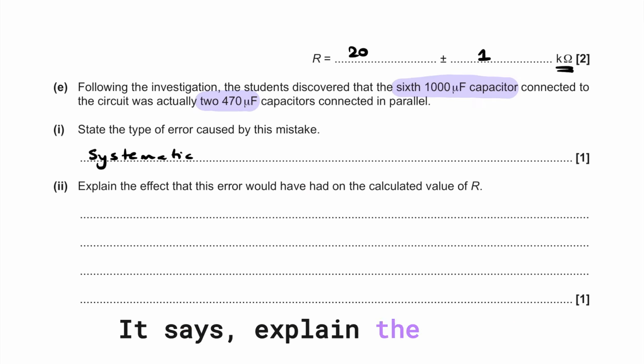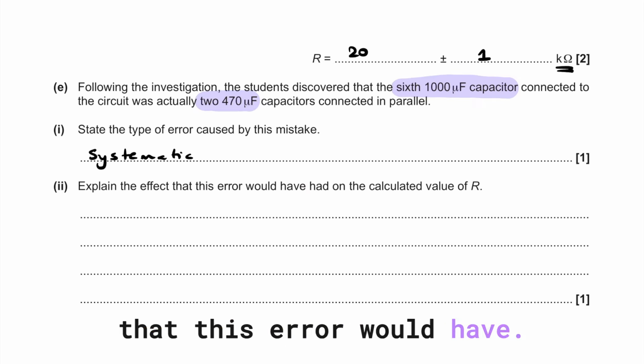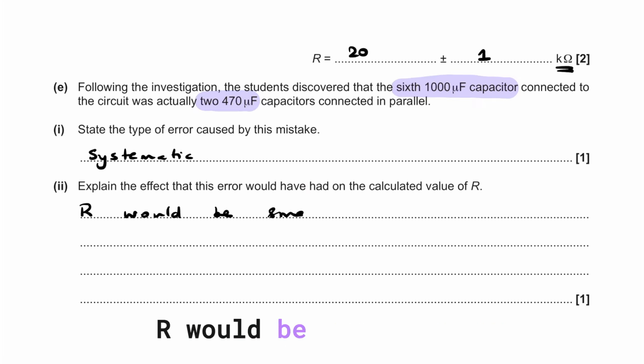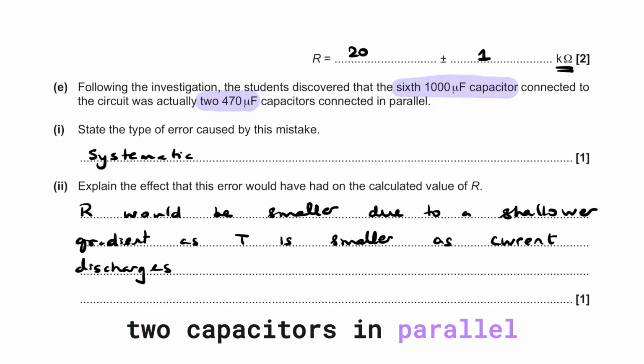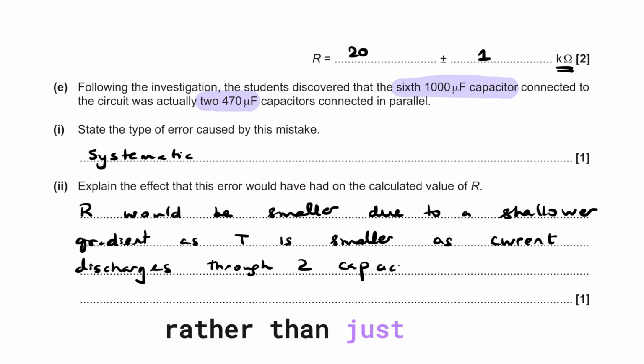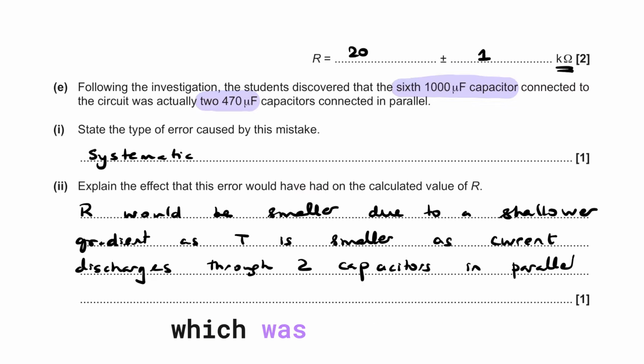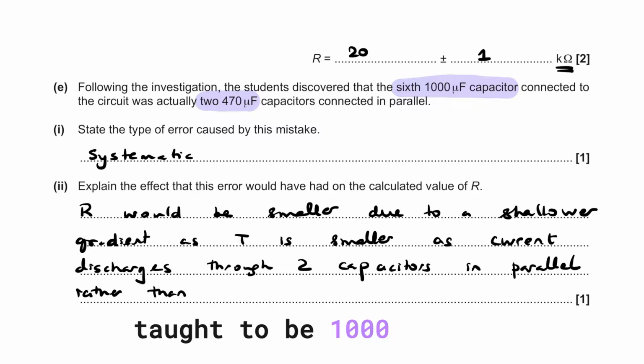It says, explain the effect that this error would have. R would be smaller due to a shallower gradient as T is smaller, as the current discharged through two capacitors in parallel rather than just one, which was originally thought to be 1000 microfarads.